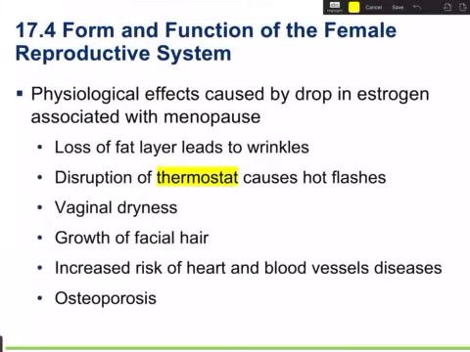Thermostat disorders causing hot flashes, vaginal dryness, growth of facial hair because you have a reduction of your female hormones, increased risk of heart and blood vessel disease. Estrogen does a lot of maintaining of your blood vessel wall. Testosterone can actually convert into estrogen, kind of crazy. Estrogen sort of prevents the breakdown of bones too quickly, so it can prevent osteoporosis. So if you have a decline in your estrogen, you're going to see bone breakdown happening faster than bone building.